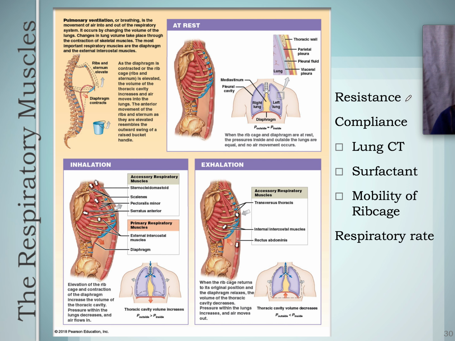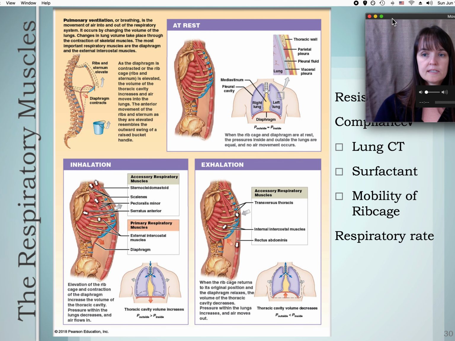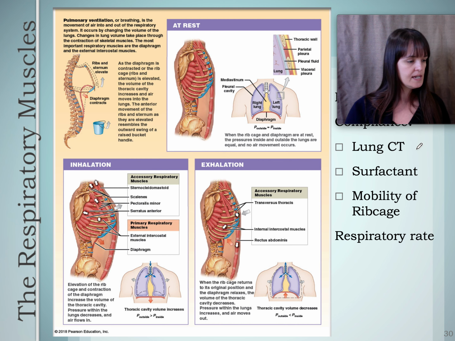So resistance is to hold back, or you have friction and drag. Resist is when you resist. Compliance is how easily the lungs expand. The lower the compliance, the greater the force required to fill the lungs. The greater the compliance, the easier it is to fill the lungs.